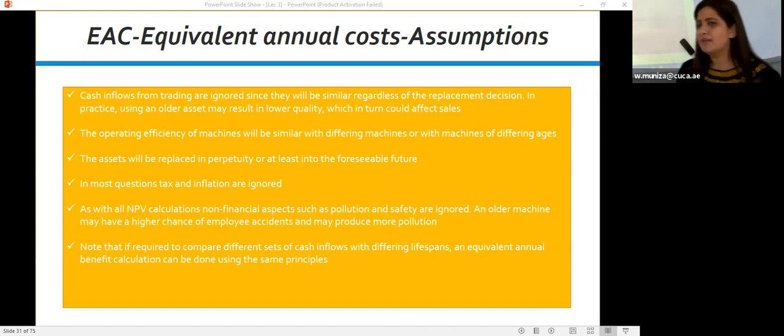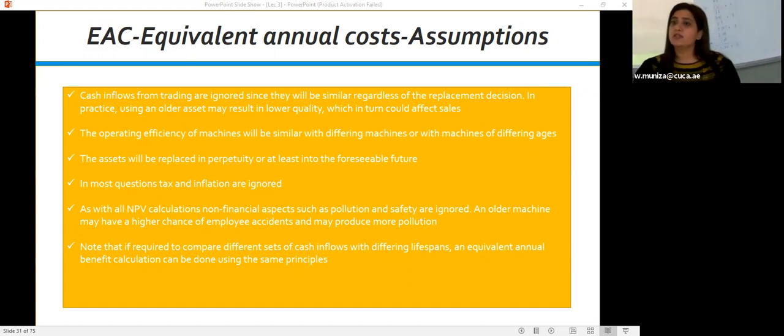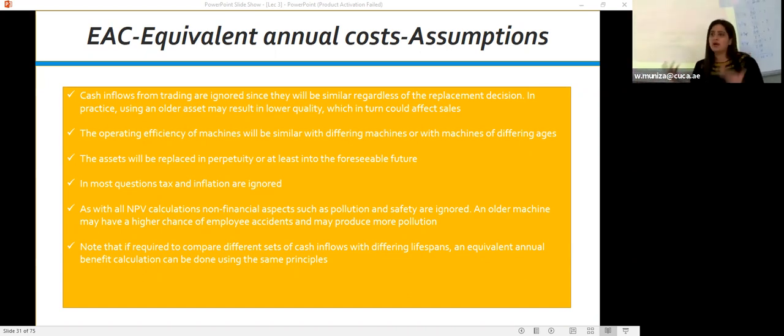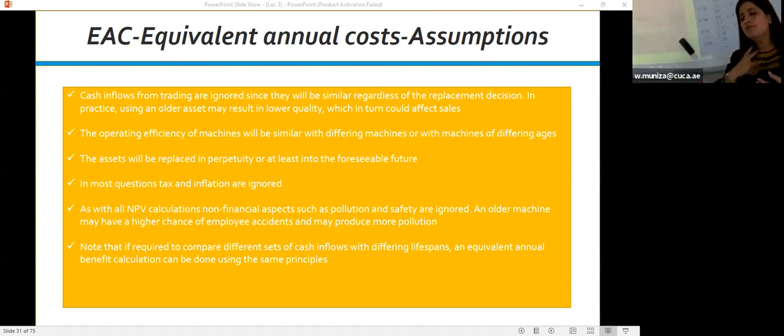The operating efficiency of machines will be similar with different machines or with machines of different age. In practice, when you apply the decision, you are going to see what the efficiency of the different machines is. But here in the exam situation, you are not going to consider the efficiency. You are going to consider that the efficiency of all the strategies under consideration is the same. The asset will be replaced in perpetuity. It is going to be done for an indefinite time period. This is the meaning of perpetuity, or at least into the foreseeable future.